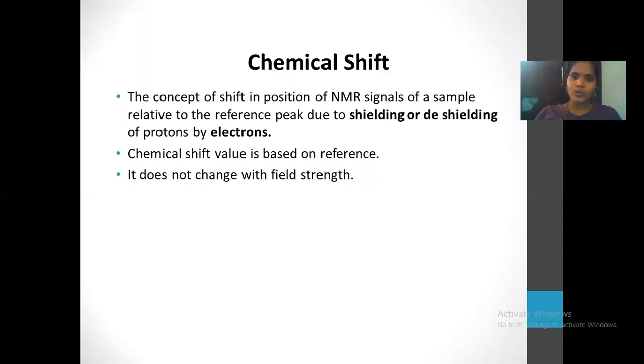And why is that shift observed? It is due to the concept called shielding and deshielding. That is because of the presence of electron density around that particular nucleus. It may be either shielded or deshielded. What is that? I will discuss further now.